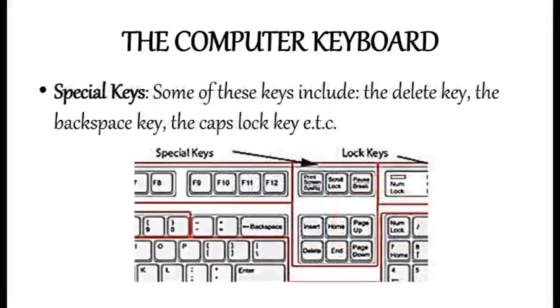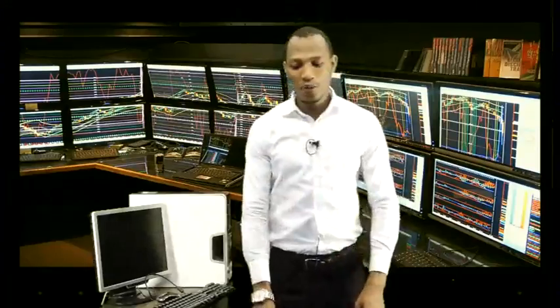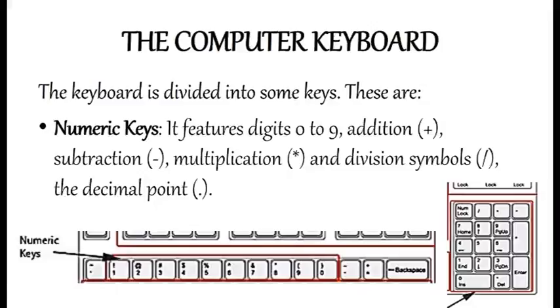These special keys are there to give some special functions which will enhance the user's interaction with the computer system. The computer keyboard is divided into some keys. These are the numeric keys, and they feature digits from 0 to 9. We also have addition, subtraction, multiplication, and division keys, and the decimal point. Those are part of what we call the numeric keys.